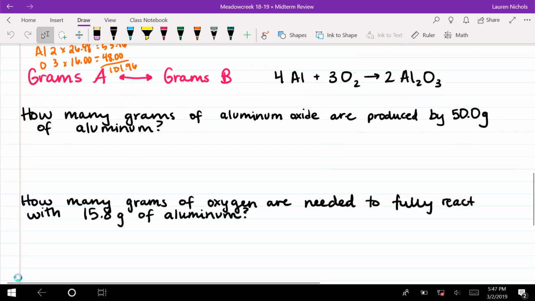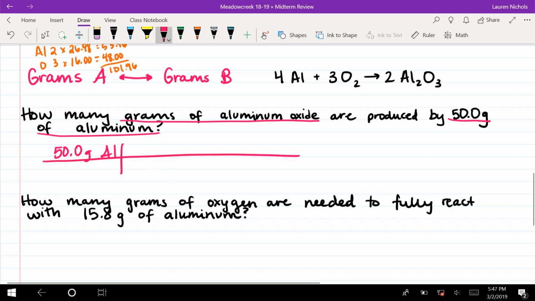If we're changing from grams of one thing to grams of something else. So in this case, we're going to be using 2 molar masses and 1 mole ratio, so it's kind of a 3-step problem. But it says how many grams of aluminum oxide are produced by 50 grams of aluminum. So again, we always start with what we have. We have 50.0 grams of aluminum.